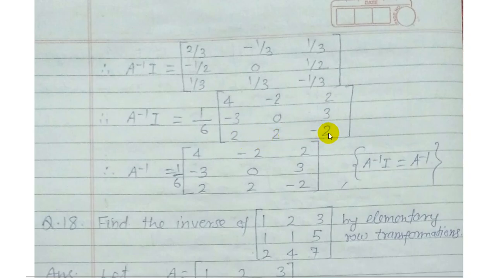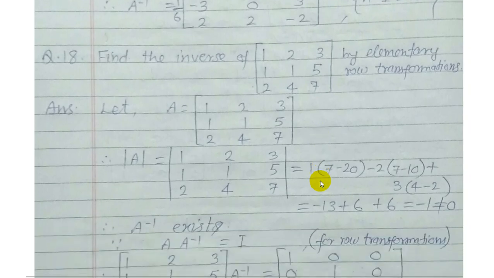Correct? So anyone can write the answer, A inverse into I is A inverse only. So A inverse equals this much in fraction, but the best answer is taking 1 by 6 common, and then therefore A inverse equals 1 by 6 common, 4, minus 2, 2, minus 3, 0, 3, 2, 2, minus 2. Since A inverse into I equals A inverse, you should provide the reason.